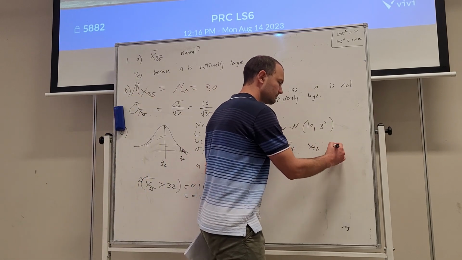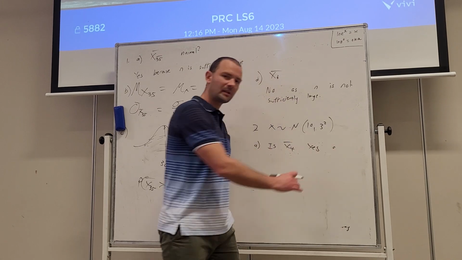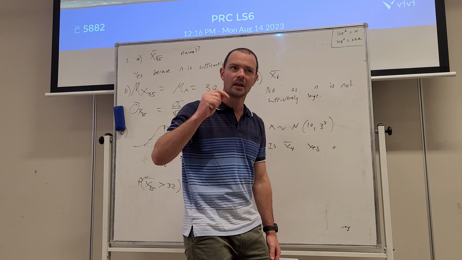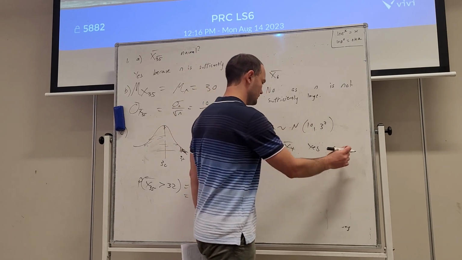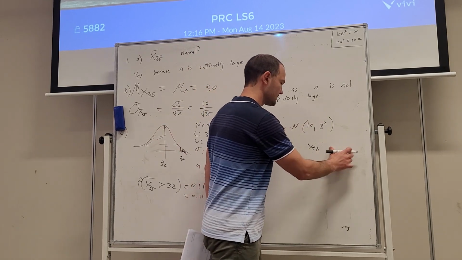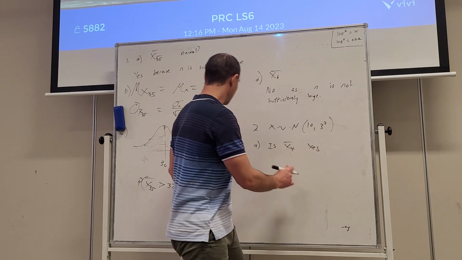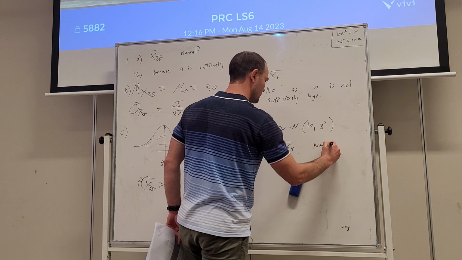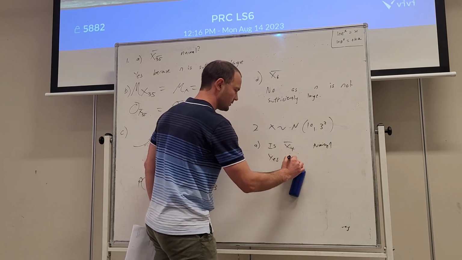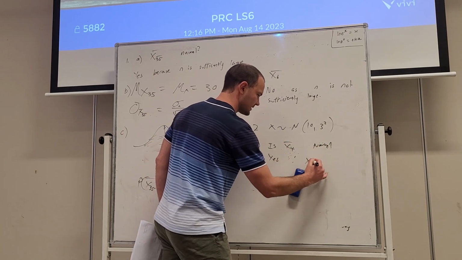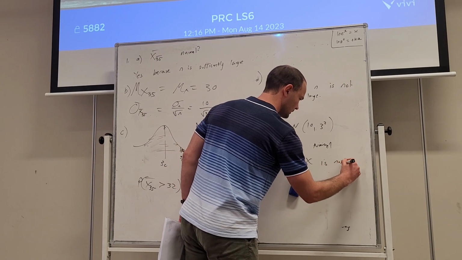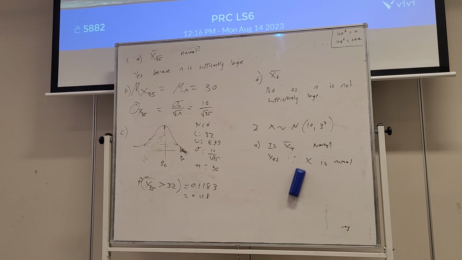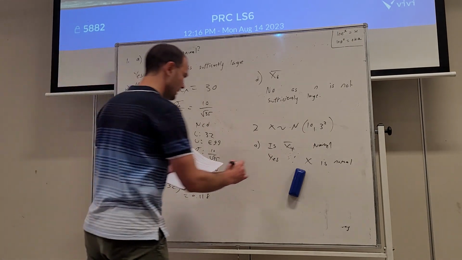Yes. And it's not because n is sufficiently large. x4 is normal because x is normal. Is x4 normal? Yes, because x is normal. Okay, so that's the third dot point. If x is normal, xn will be normal. That's part A.